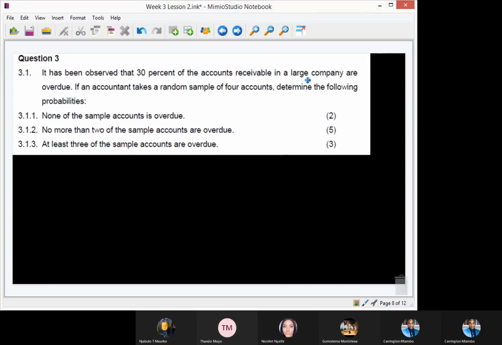Right, it has been observed that 30% of accounts receivable in a large company are overdue. What's this? Binomial or Poisson? This is binomial, isn't it? Yes, sir, it's binomial, correct. Okay, so if it is binomial, we know our formula. Probability for x is equal to nCx p to the power x times 1 minus p to the power n minus x. Okay, easy as that.